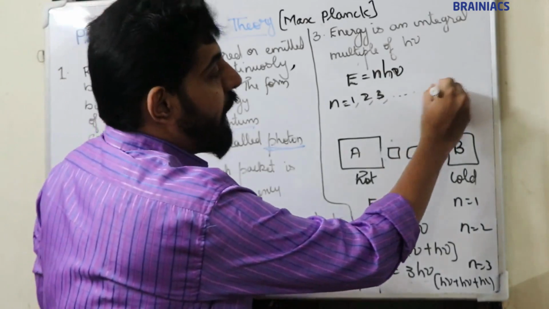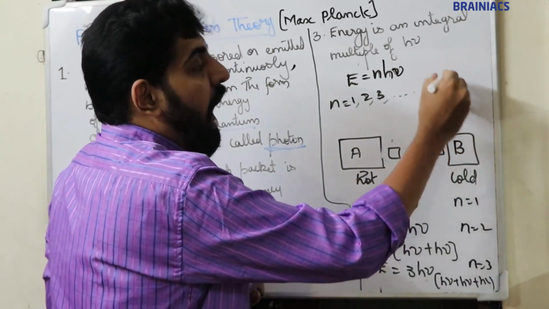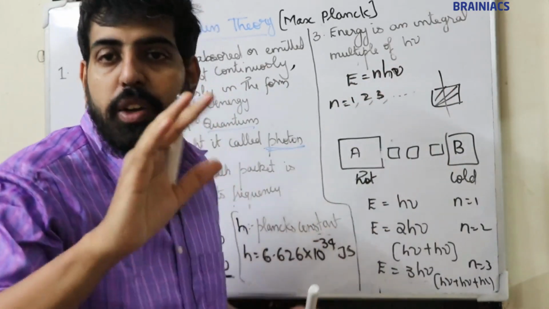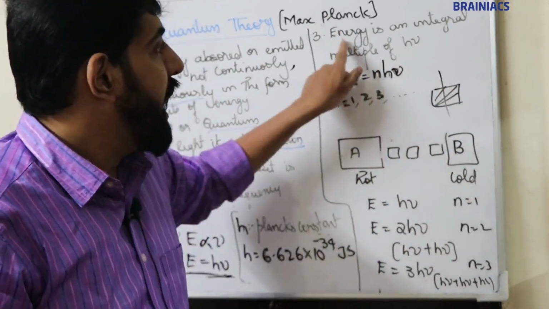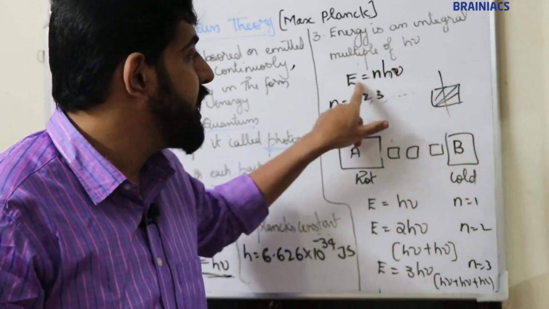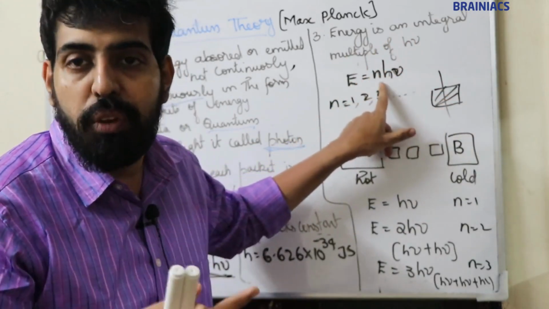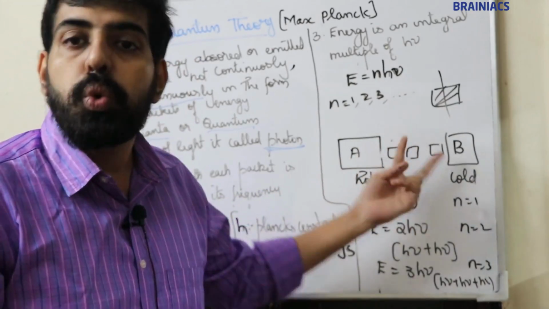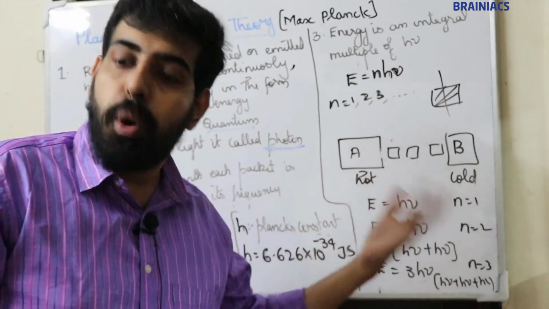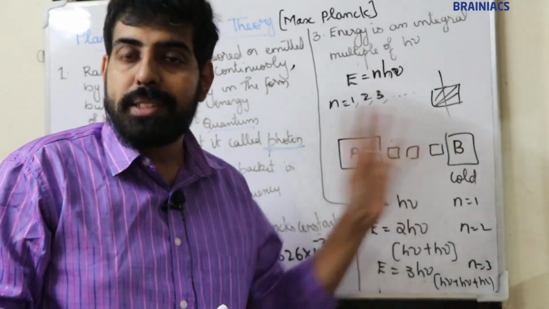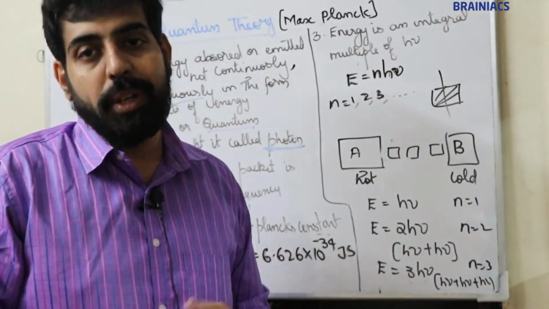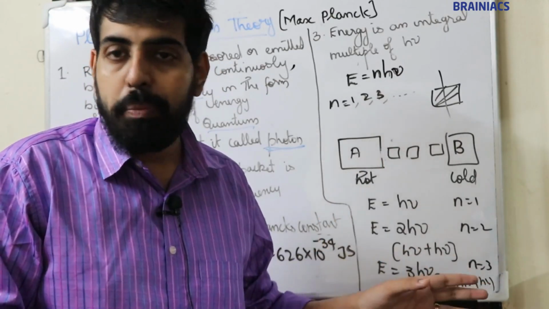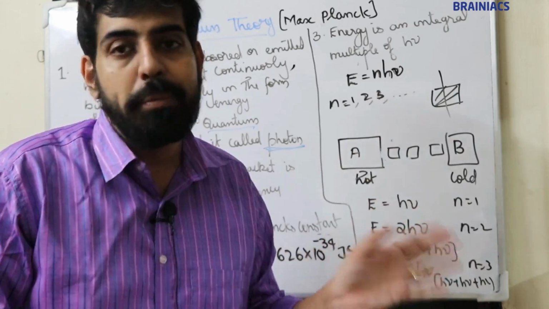A complete packet is emitted or absorbed by a body. Half packet, 3/4 packet, 1/4 packets are not absorbed or emitted. Energy is an integral multiple of h nu. E is equal to n h nu, where n value is 1, 2, 3, 4. If n value is 1, one packet is absorbed or emitted. If n value is 2, two packets of energy are absorbed or emitted. N value 3, three packets of energy are absorbed or emitted. I think it's clear. Half packet, 3/4 packet, 1/4 packets of energy are not absorbed or emitted.